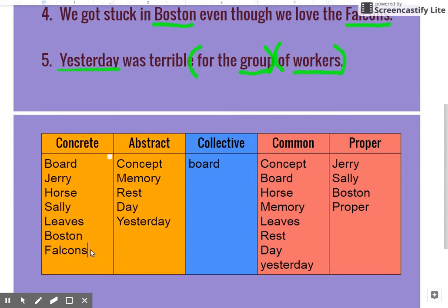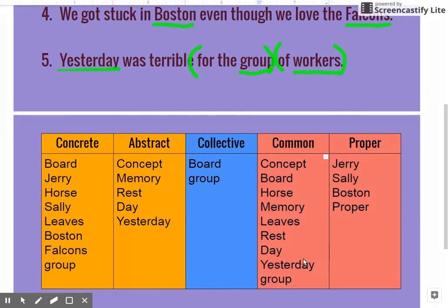Well, then we've got group. Group is going to be a concrete noun because it's a group of workers. You can see them. It's going to be collective because it's referring to a group. It's going to be common. And then finally, we've got workers. Well, workers is a concrete noun. You can see them. It's not collective, and it is common.